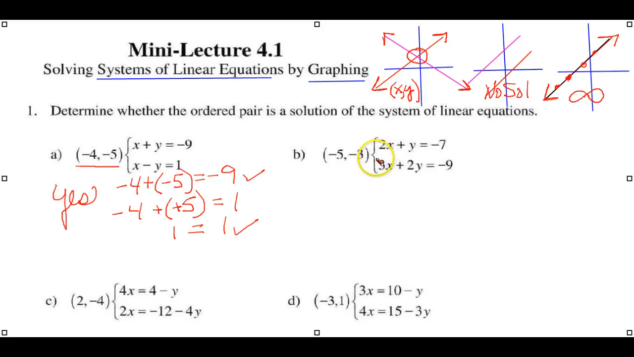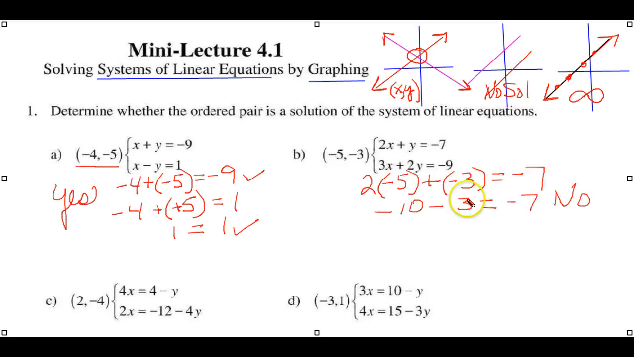Now, this is what we're going to ask you to do for B, C, and D. I've shown you the method, so as classwork, we may assign these out, or we'll put the answers up here shortly. So for the second one, we just substituted this into the first equation, and that was not a solution. So whether it solves the second one or not doesn't make any difference. This is not a solution.